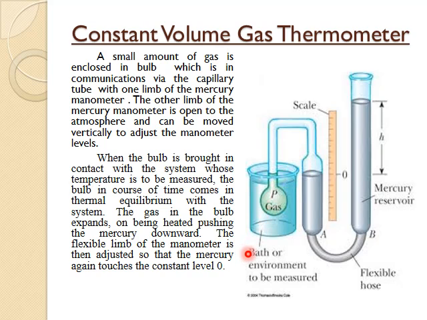Now I want to measure the temperature of the liquid in this container. Before inserting this gas bulb into the container, I will measure the level of the mercury here. Initially, let us assume that the level of the mercury in this limb is 0.